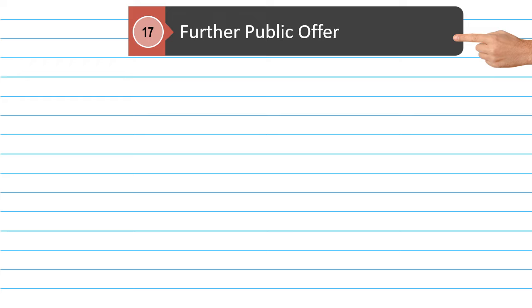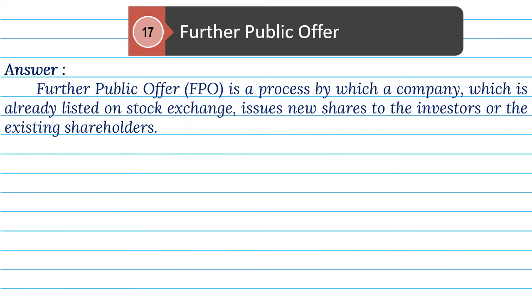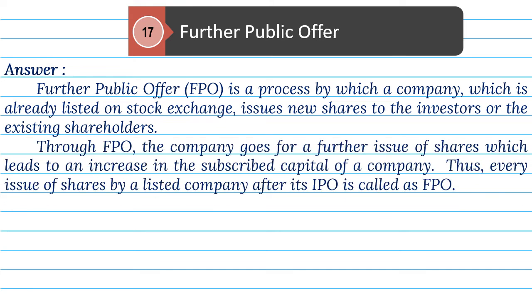17. Further public offer. Answer. FPO is a process by which a company, which is already listed on stock exchange, issues new shares to the investors or the existing shareholders. Through FPO, the company goes for a further issue of shares, which leads to an increase in the subscribed capital of the company. Thus, every issue of shares by a listed company after its IPO is called as FPO.